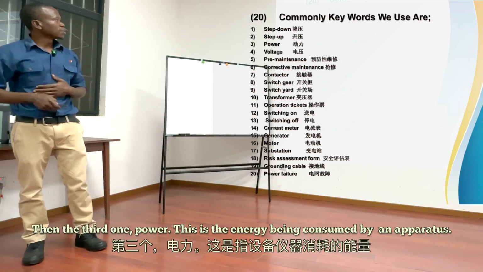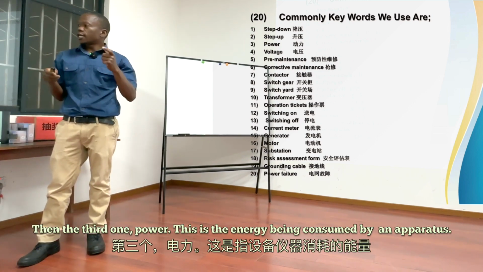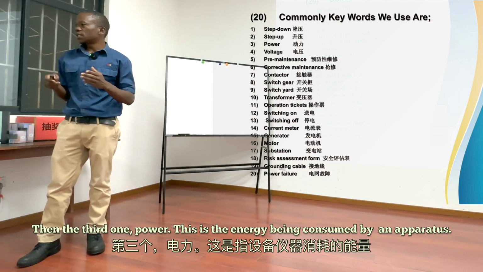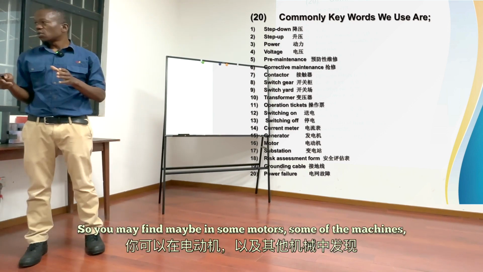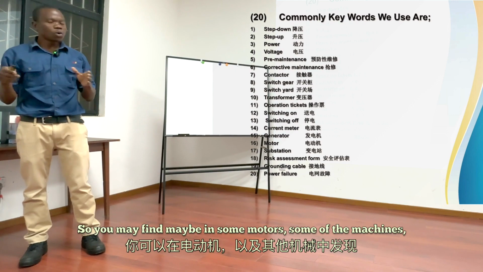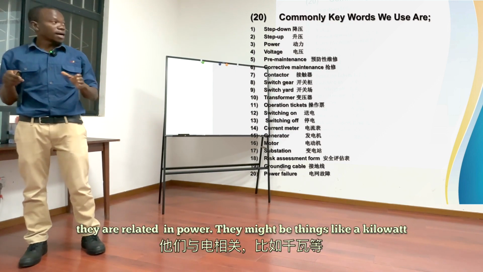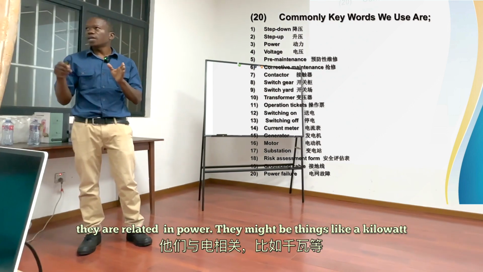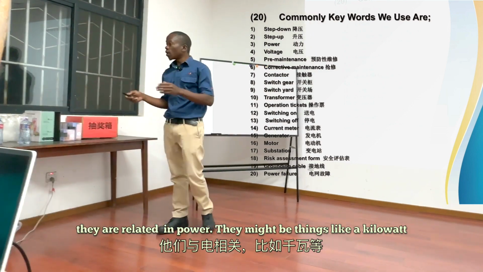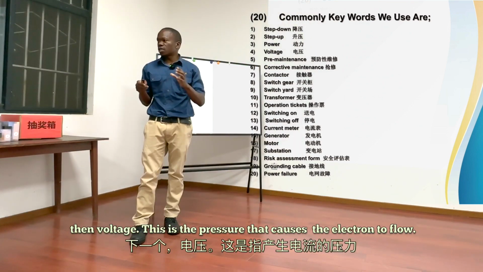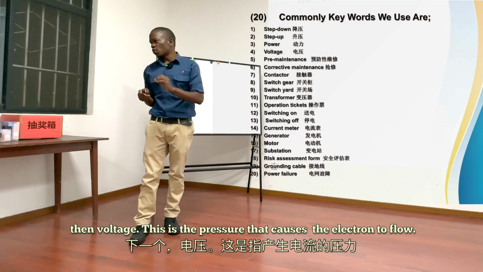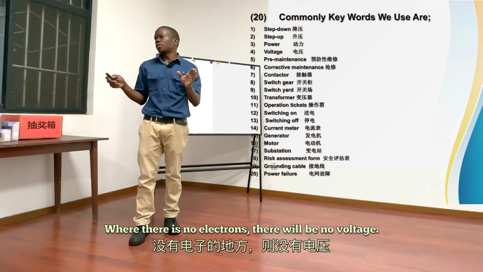Then the third one, power. This is the energy being consumed by an apparatus. So you may find that some motors and machines are rated in power, with units like kilowatt. Then voltage. This is the pressure that causes the electrons to flow. Where there are no electrons, there will be no voltage.